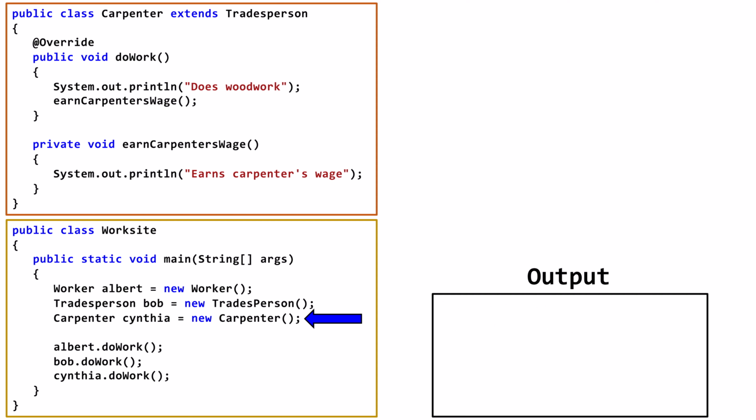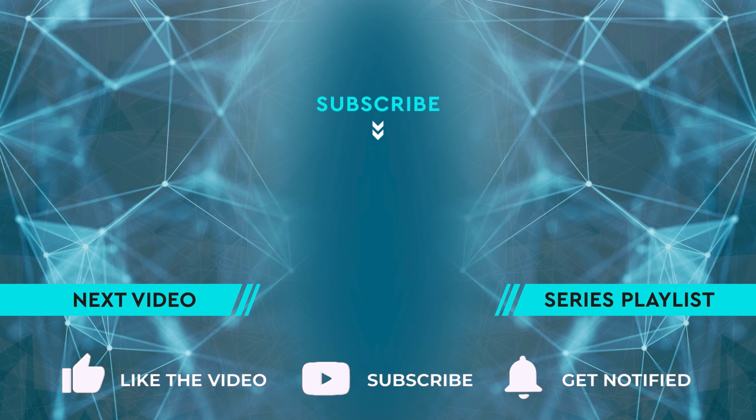Finally, the carpenter variable Cynthia, which is initialized to a new carpenter object. Later, we call the doWork method from the Cynthia variable. Java goes to the overridden version of doWork and outputs does woodwork. Then it calls the method earnCarpenterWage, which outputs earns carpenter's wage. Remember, if we do not override a public method in a subclass, the most recent version of it will be inherited from a superclass.